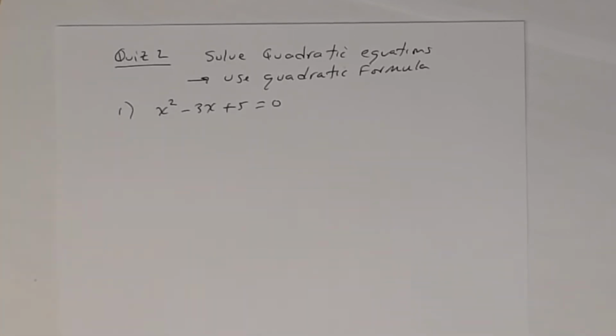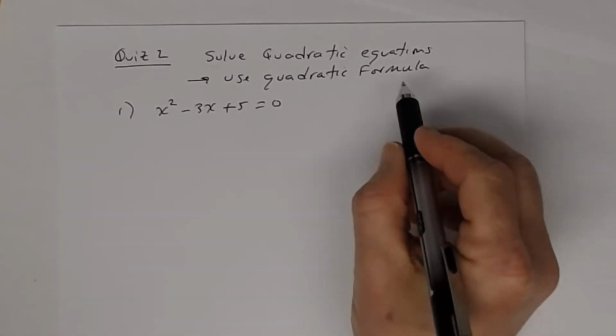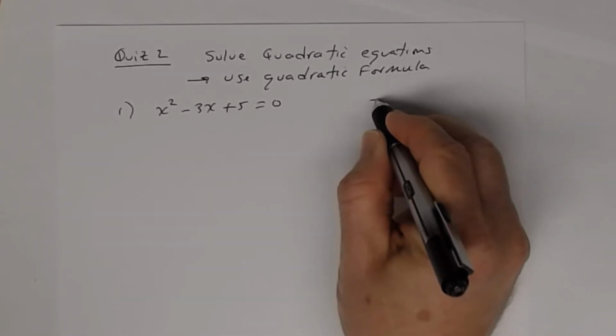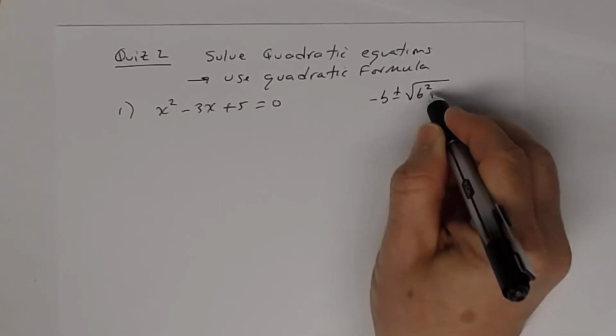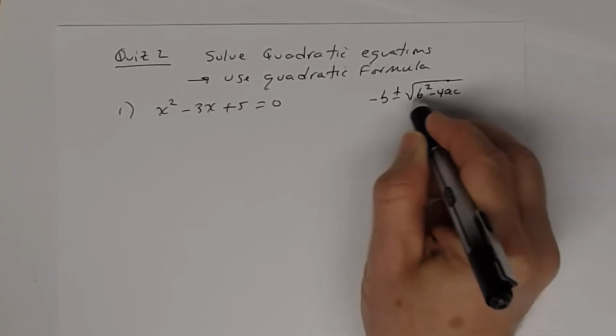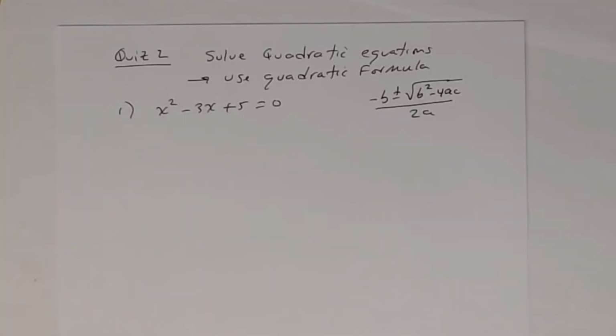All right, in equation number 2, you're going to solve quadratic equations and you're going to use the quadratic formula. So remember the quadratic formula is this. It's the opposite of b plus or minus the square root of b squared minus 4ac. All of this is being divided by 2a.